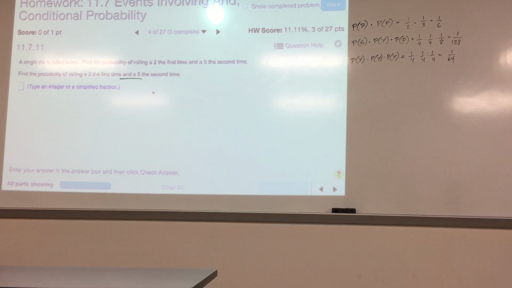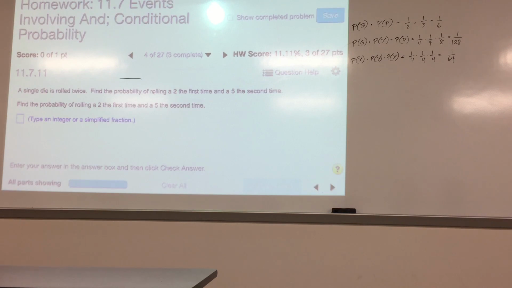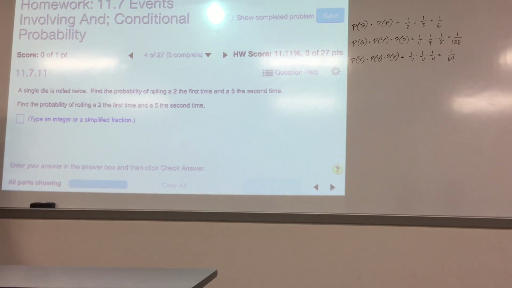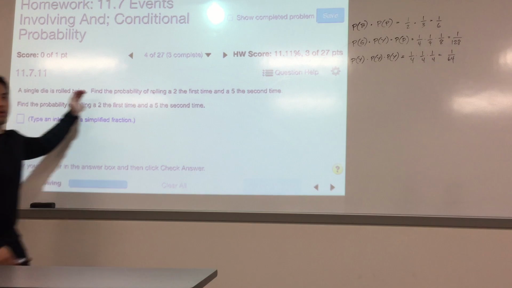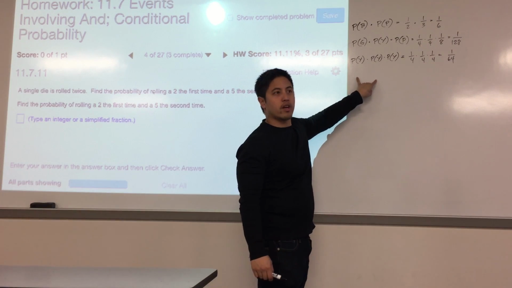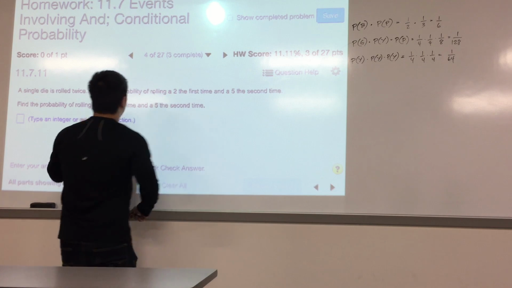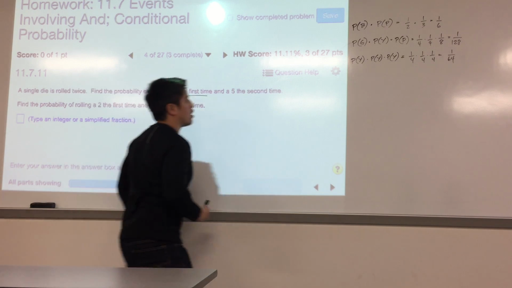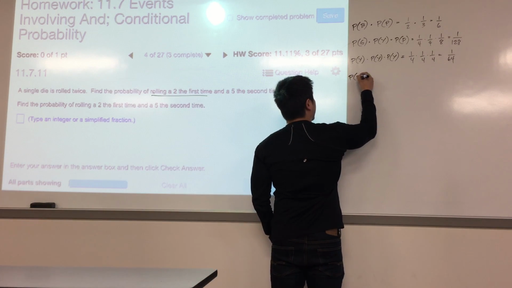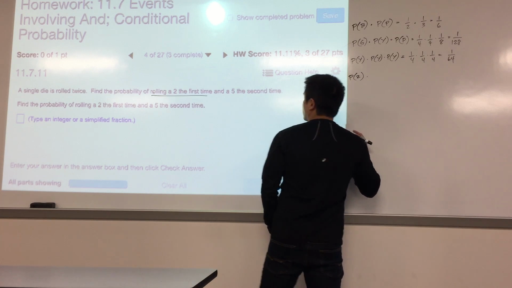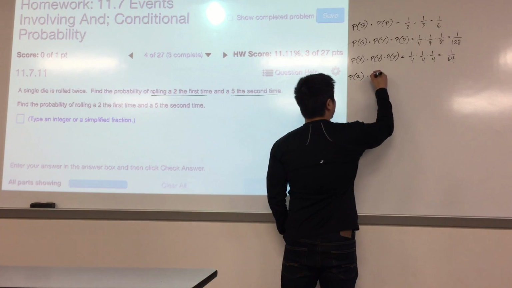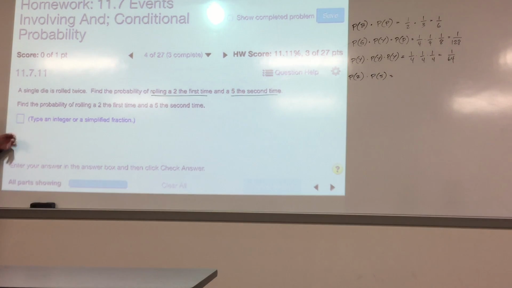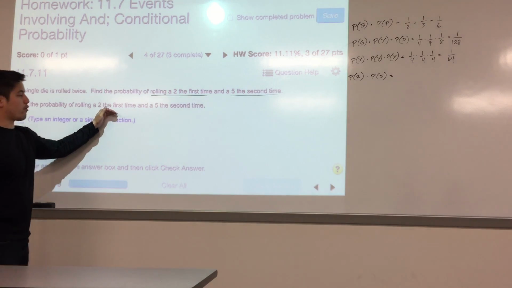Let's go to this next one, all right? This time, we're dealing with rolling a die, okay? It says, how many times are we going to roll it? Twice. So you know you're going to have 2 probabilities that you need to find. Find the probability of rolling a 2 the first time. All right, so we already know what we need to do. Probability of getting a 2 times a 5 the second time. And that's it, because we're only rolling it twice. Find the probability of rolling a 2 the first time and a 5 second.